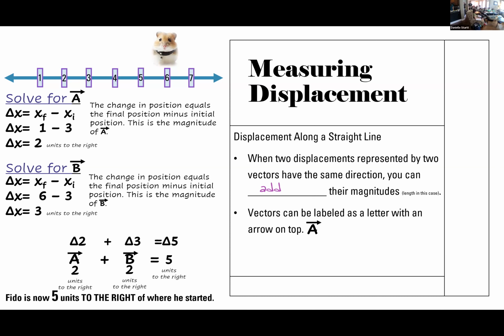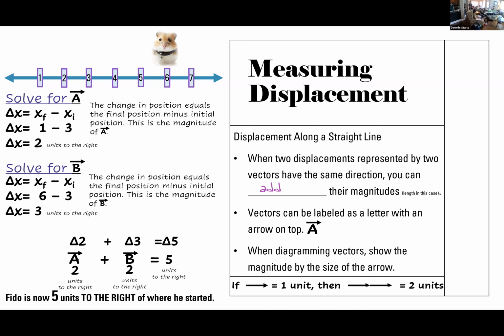With displacement, you have to have a direction. You can't just say he is 5 units. 5 units to the right. We don't know what these units are, do we? Centimeters, meters, miles, kilometers. I don't know. It's a unit. It doesn't matter. All right, so when diagramming vectors, you show magnitude by the size of the arrow.